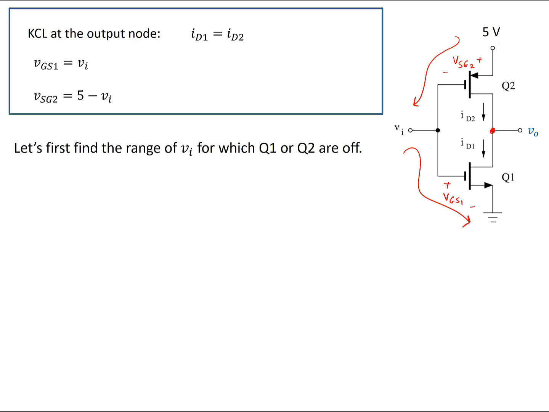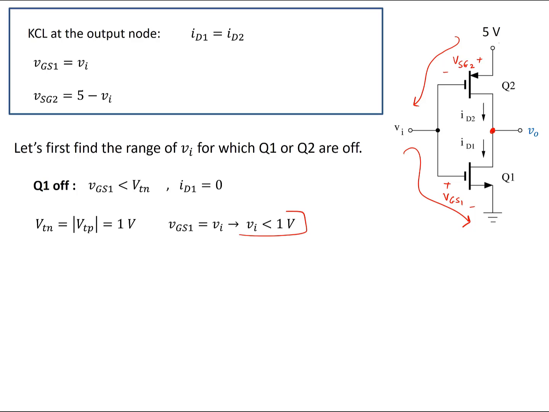Let's first find the range of VI for which Q1 and Q2 are off, because we want to find the complete transfer function for this circuit. When Q1 is off, we know that VGS1 is less than the threshold voltage of transistor 1 and ID1 is equal to 0. I also know that VGS1 is equal to VI. From there, VI is less than 1 volt. So for these VI values, Q1 is going to be off.